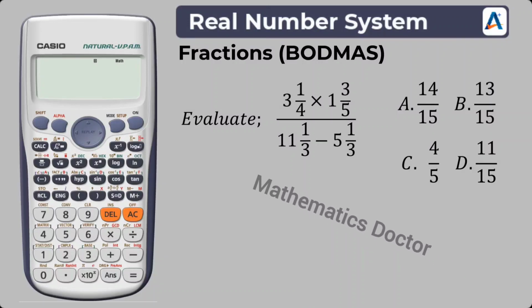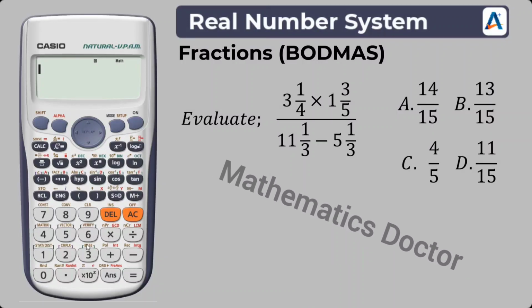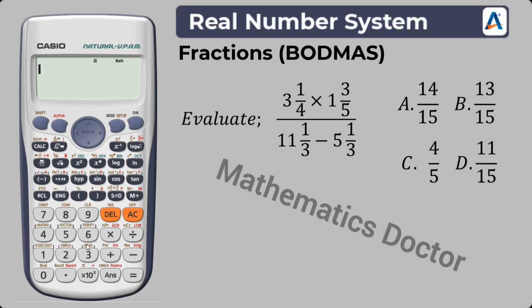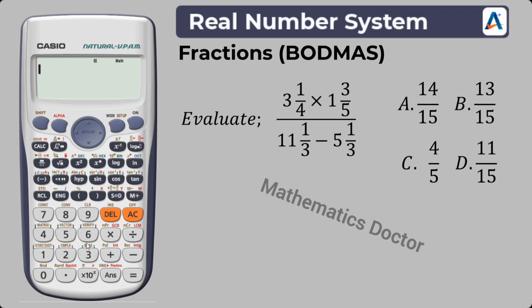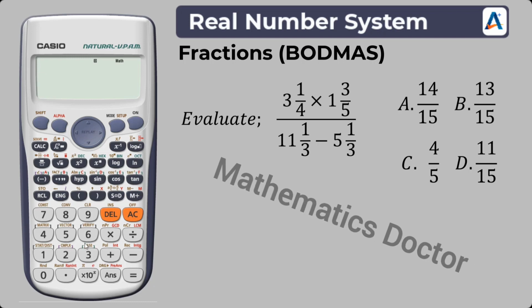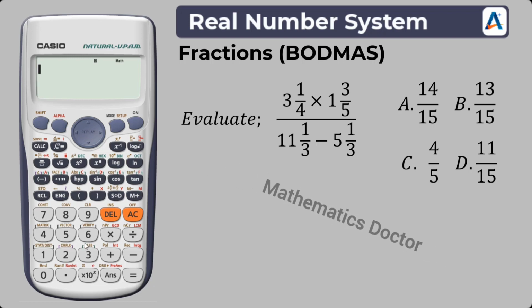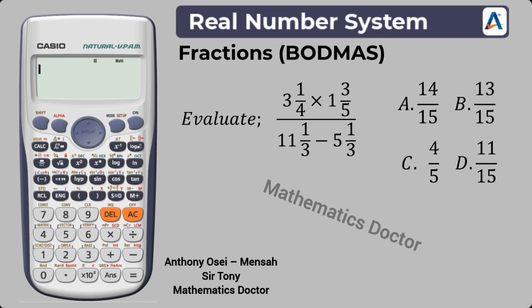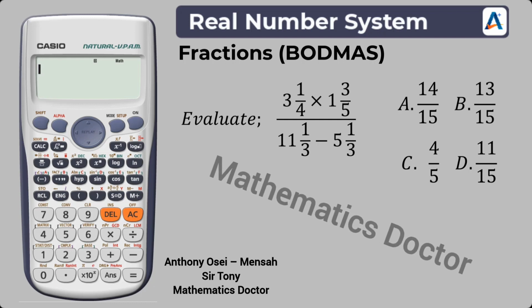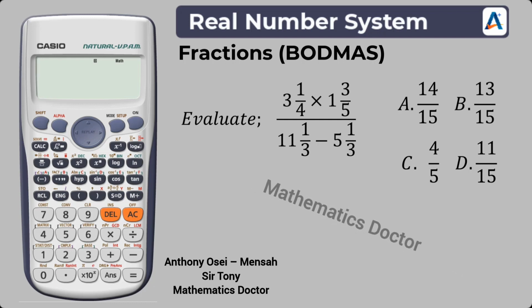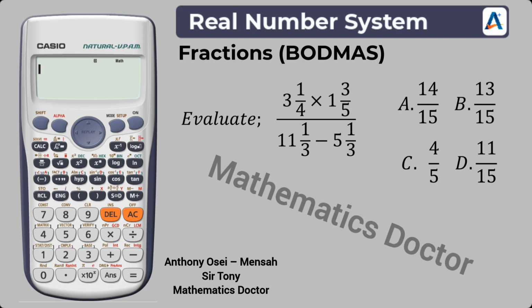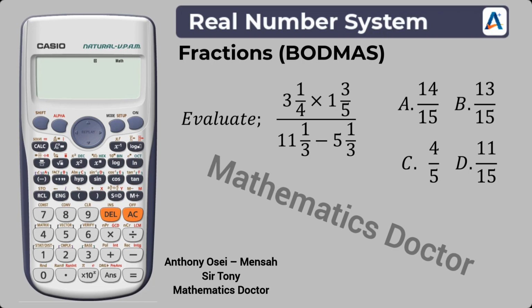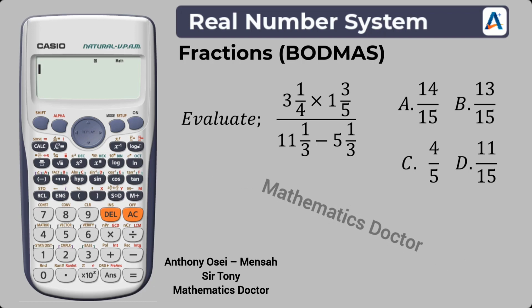Let us now take another objective question or a multiple choice question and use the calculator to find the answer. This question reads, evaluate 3 whole number 1 over 4 times 1 whole number 3 over 5, all divided by 11 whole number 1 over 3 minus 5 whole number 1 over 3. The answers are A, 14 over 15, B, 13 over 15, C, 4 over 5, and D, 11 over 15.